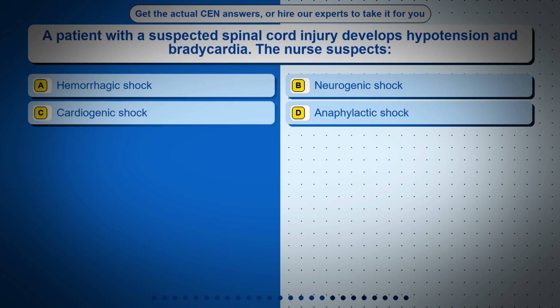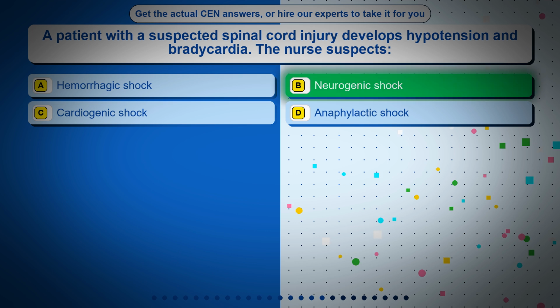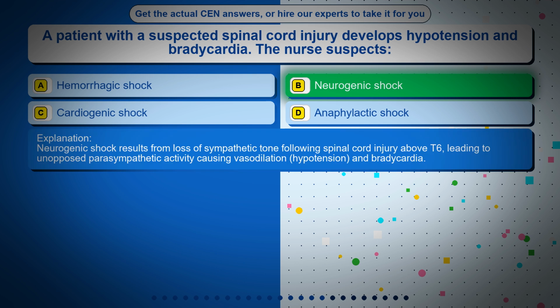Question 17. A patient with a suspected spinal cord injury develops hypotension and bradycardia. The nurse suspects: Option A, hemorrhagic shock. Option B, neurogenic shock. Option C, cardiogenic shock. Option D, anaphylactic shock. The correct answer is option B, neurogenic shock. Neurogenic shock results from loss of sympathetic tone following spinal cord injury above T6, leading to unopposed parasympathetic activity causing vasodilation, hypotension, and bradycardia.